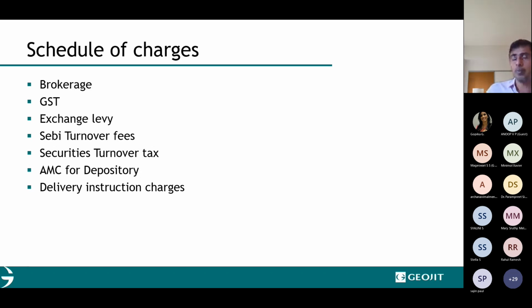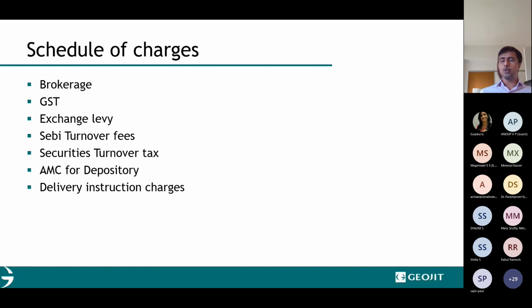Say depository: when you open a demat account, there is an AMC, annual maintenance charges, which is getting paid. Similarly, there can be charges for the delivery instruction slip. So the delivery instruction slip is like a check leaf. You get a check leaf when you open a bank account. Similar to the check leaf, there is something called a delivery instruction slip.